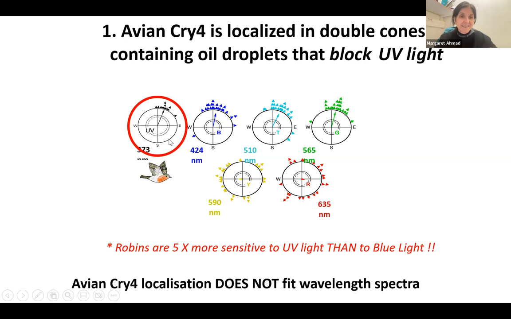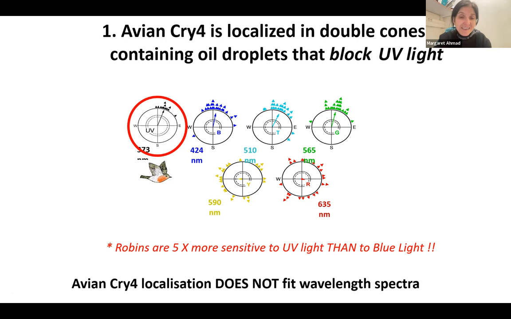Birds navigate under UV light. So if the avian, they are oriented under UV light, they are able to sense the magnetic field under UV light. They cannot do that if Cry 4 was the magnetosensor because it would not be able to absorb UV. This is a very powerful argument here. You cannot get around it.